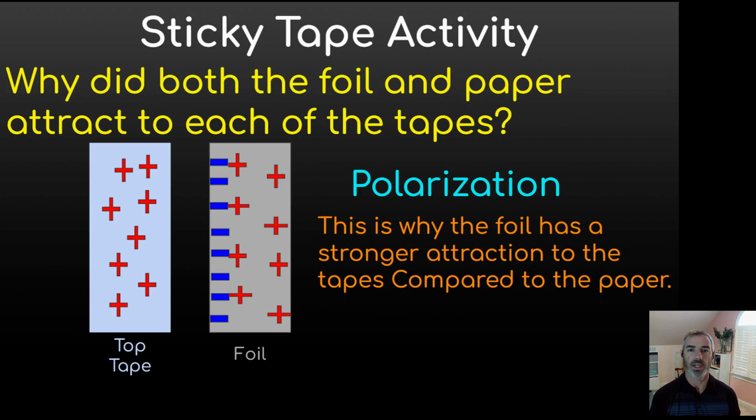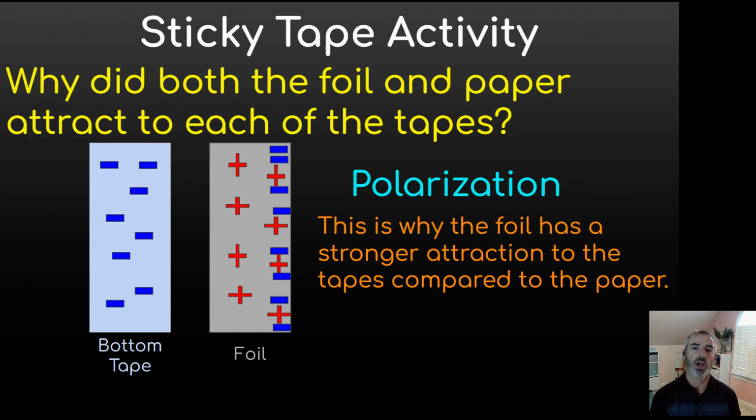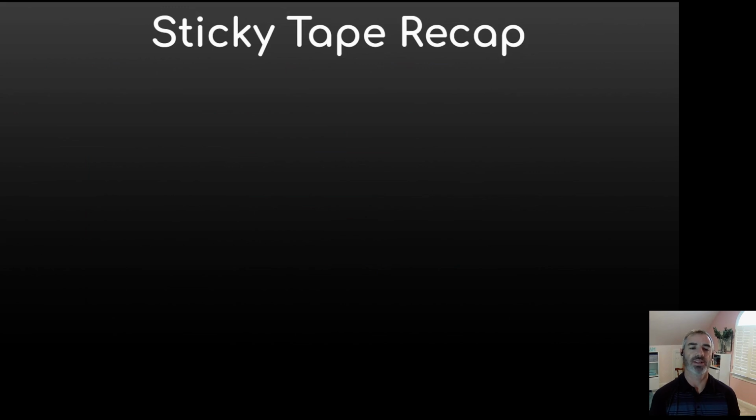Now, if we look at the bottom tape, the opposite happens. Those electrons push all the way to the other side, causing the surface to be positive closest to the bottom tape and also attracting. So that's why the paper and foil, our two neutral objects, are attracted to both tapes that have opposite charges. So let's recap our sticky tape activity.